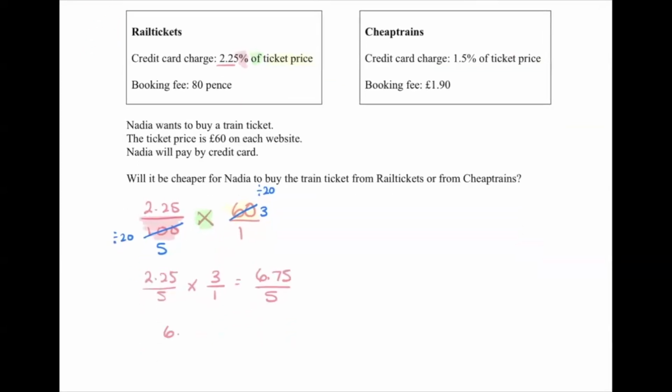So 6.75 divided by 5. 5s into 6 go 1, carry the 1, but there is a point, so bring it up. Then it goes 3, remainder 2, and 5. So 2.25% of the ticket price is £1.35.